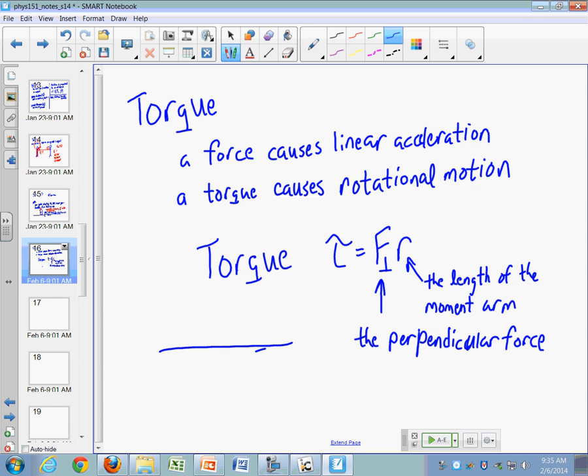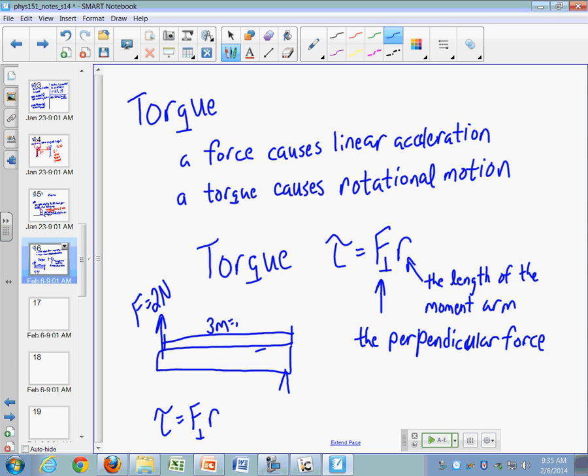So let's say that I have an object here. It's rotating about this axis. I apply a force here. Let's say that the force is, I don't know, 2 newtons. And this distance we'll say is 3 meters, then the torque is equal to that force, which is perpendicular, times R, which is 3 meters here. So it's going to be 2 newtons times 3 meters, which is equal to 6 Newton meters. And that gives me the units then of torque, which are the units of force times the units of meters.